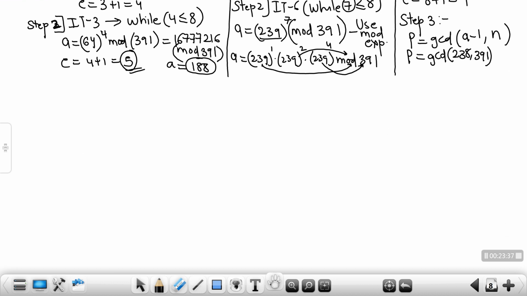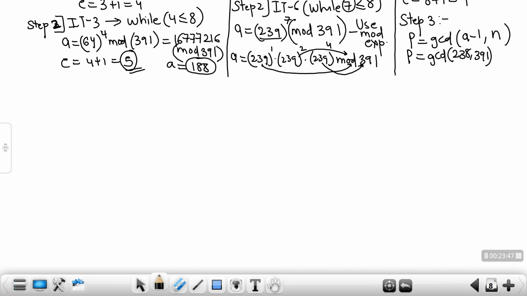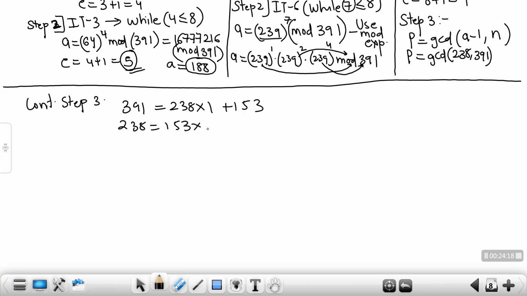It is very simple. We are just going to calculate the GCD of 238, 391 using Euclid's algorithm. So how do we calculate that? I will do it over here, continuing with step number 3. Using Euclid's algorithm, 391 equals 238 into 1 plus 153. 238 equals 153 into 1 plus 85. 153 equals 85 into 1 plus 68.